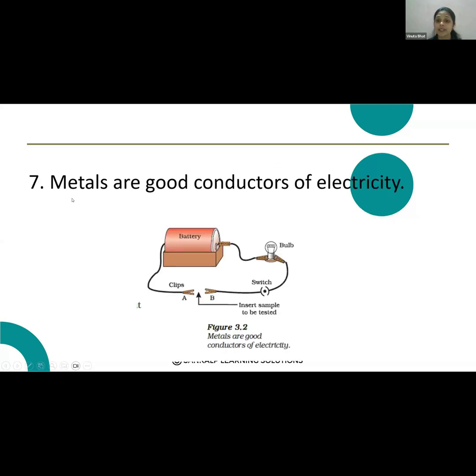Next important physical property: metals are good conductors of heat and electricity. Sorry, metals are good conductors of electricity. You know that to conduct electricity, you can observe many electronic appliances. In those appliances you can see the wires that are made up mainly of metals, right?